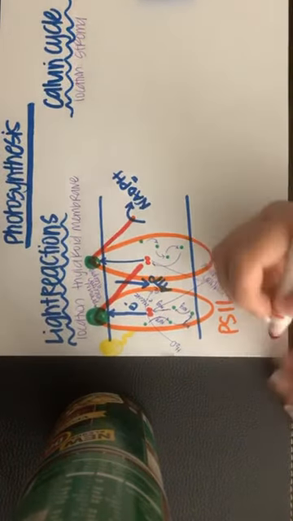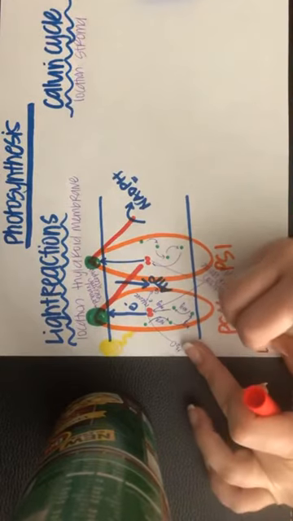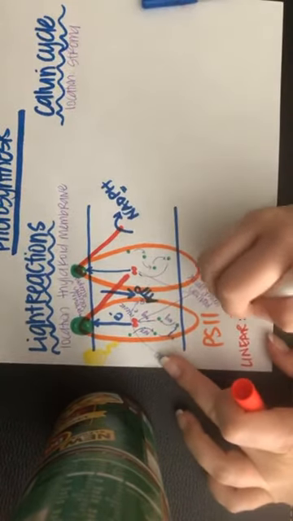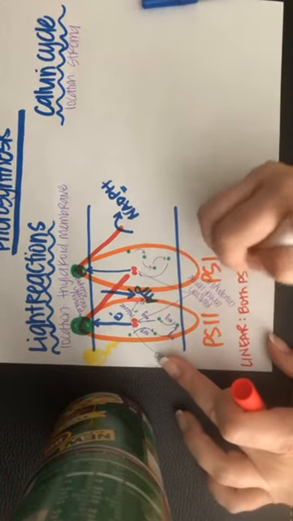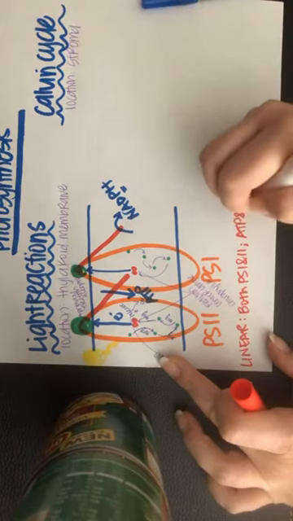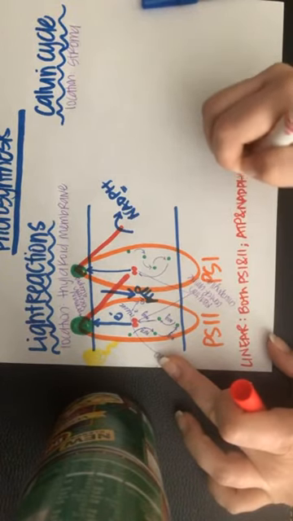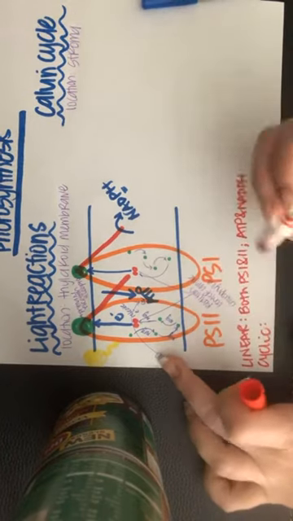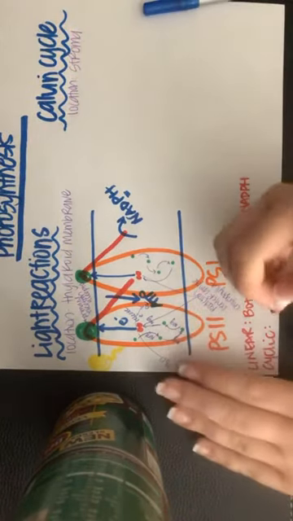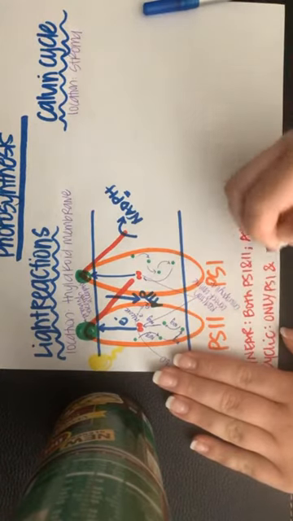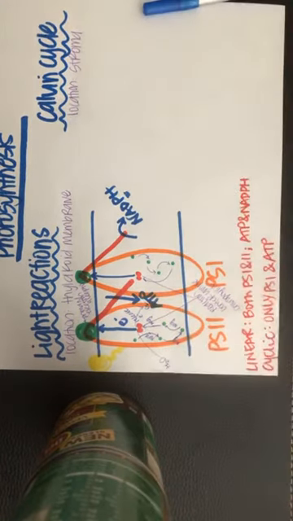You can have linear electron flow. And with linear electron flow, it's going to go through both photosystem 1 and 2, and then it's going to make ATP and NADPH. Versus cyclic electron flow is going to deal with only photosystem 1, and it makes only ATP.